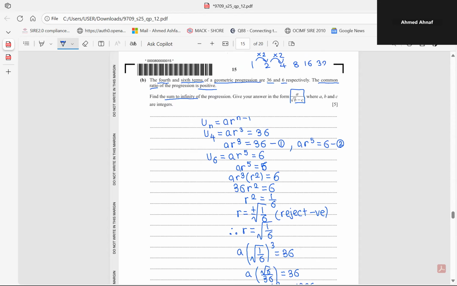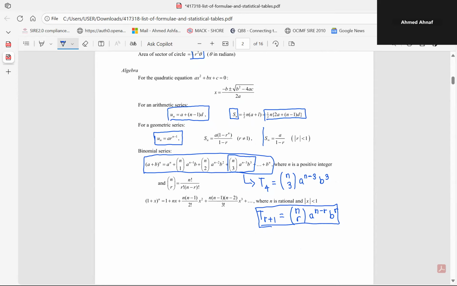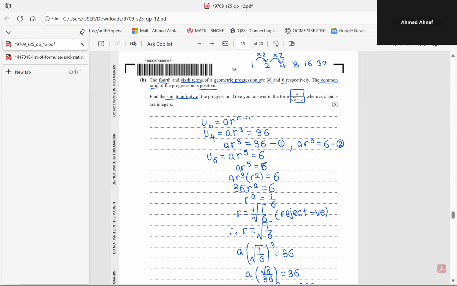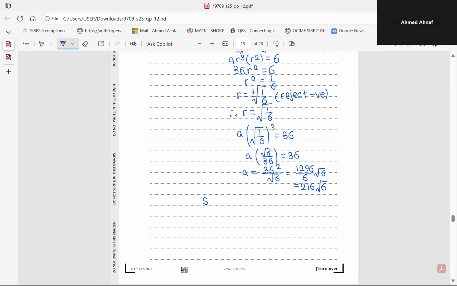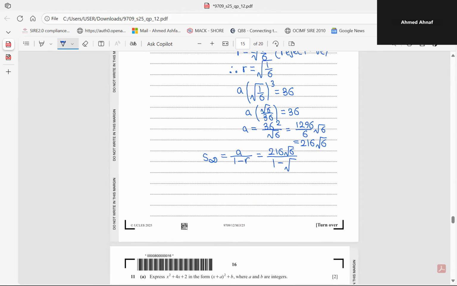And now we have to find the sum to infinity. So the formula for sum to infinity is here. So S to infinity is a over 1 minus r. So let's substitute that. Sum to infinity is a over 1 minus r. Let's substitute the terms: 216 square root 6 over 1 minus square root 1 over 6.